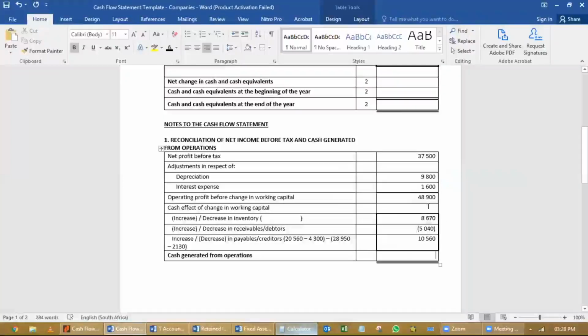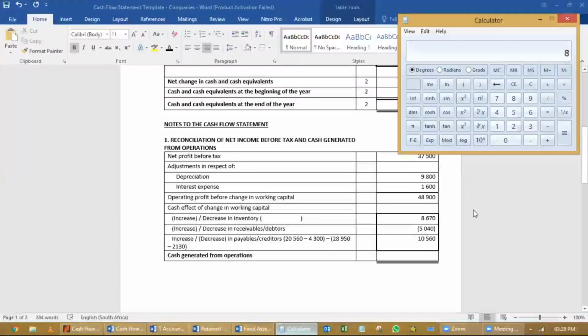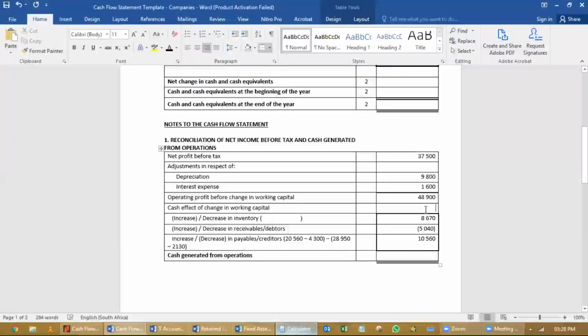And then we can just calculate this to get our total cash effect over here. So again, you take your calculator, you go 5670. It's in brackets, so you minus the 5040 and you add the 10,560. Okay, that gives you 14,190.